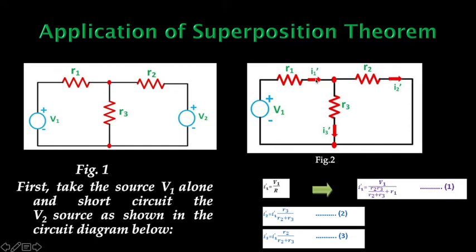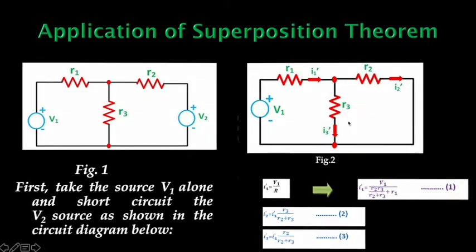This current I1 dash is divided into the two parallel resistances R2 and R3. So I2 dash equals the total current I1 dash into R3 divided by R2 plus R3. Similarly, I3 dash equals the total current I1 dash into R2 divided by R2 plus R3.